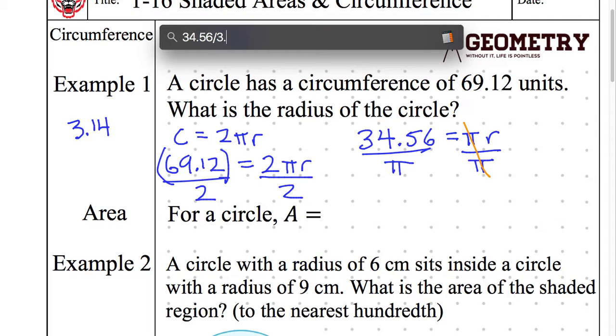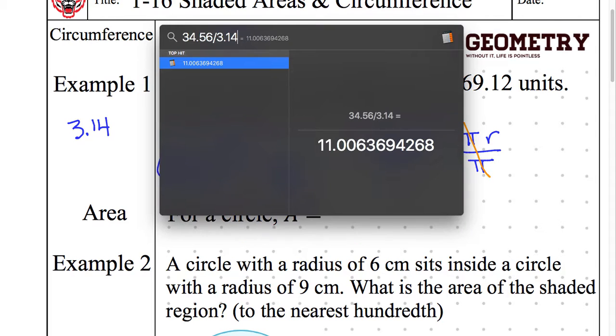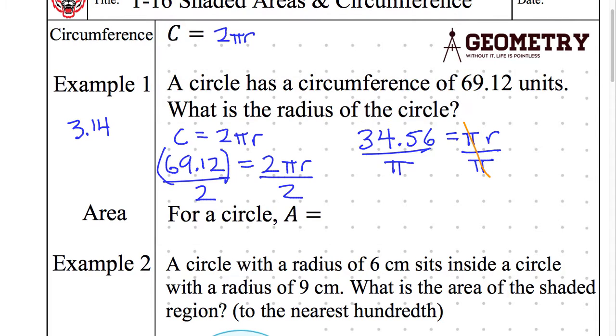34.56 divided by 3.14. I got 11.006. Same. So now that I'm rounding, whenever you round, this is no longer an equal to sign. It is now an approximation sign. R is approximately 11, what?